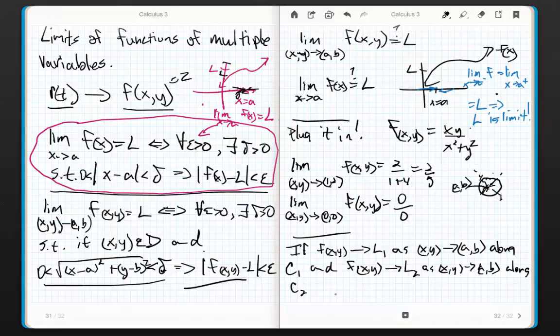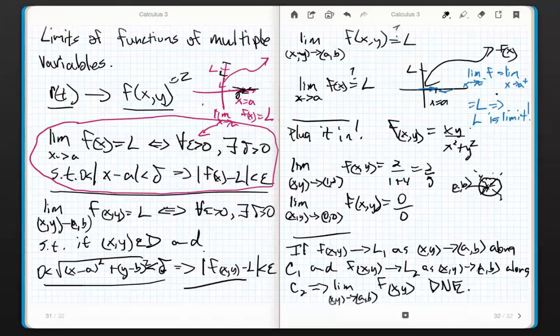So if that happens, can you kind of see what's going to happen? It is sort of like a two-dimensional examination of what's going on in one dimension along the x-axis here. If I approach from the left and I get a different value than when I approach from the right, well, we know that the limit doesn't exist. Same thing here. If I can find two paths where their limits do not approach the same value, this implies that the limit as x, y approaches a, b of f of x, y does not exist.